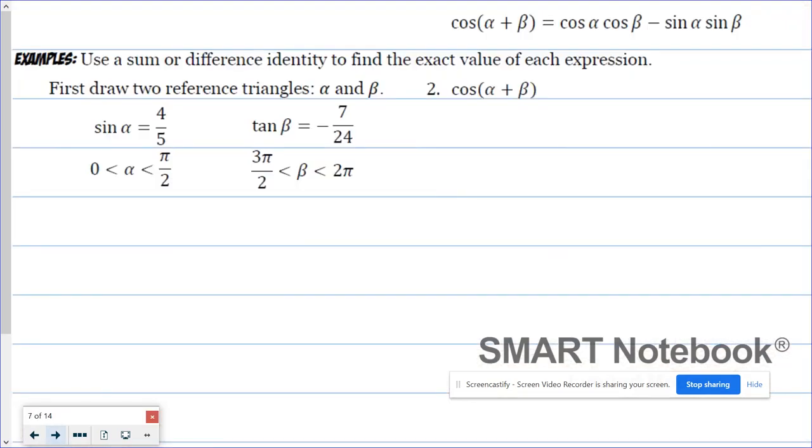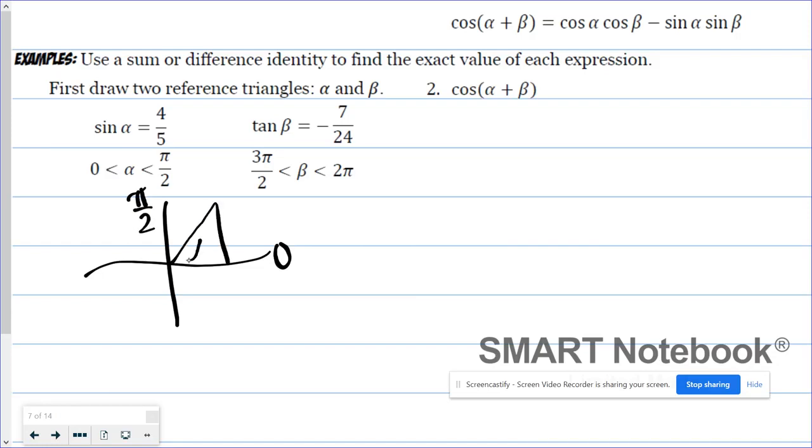So it says first draw two reference triangles. So we're going to draw one for alpha and one for beta. And they tell us that sine of alpha is 4/5. And they also tell us that alpha is in between 0 and pi over 2, like that would be quadrant 1. So I'm going to draw a reference triangle in quadrant 1 for alpha.